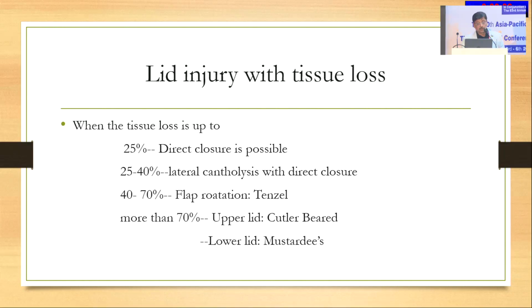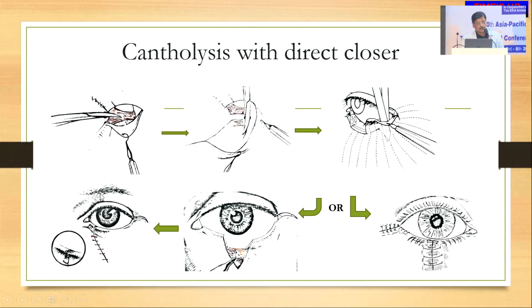And when there is tissue loss, you need to create tissue. Lid is very elastic, so around 25 to 30% of tissue loss can easily be managed with direct closure, especially in the older age group. But when there is some shortage of tissue, the simple method of cantholysis with direct closure can be used, and if it is more, you can use Tenzel or Cutler-Beard. So here this is the basics of cantholysis.